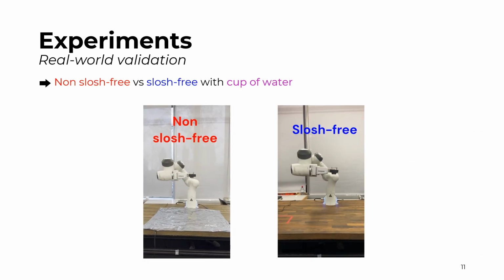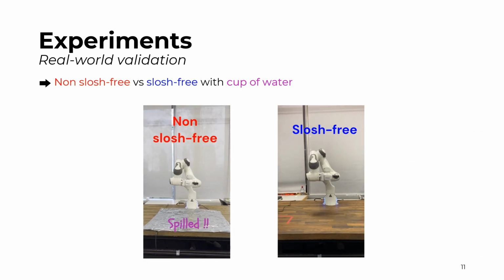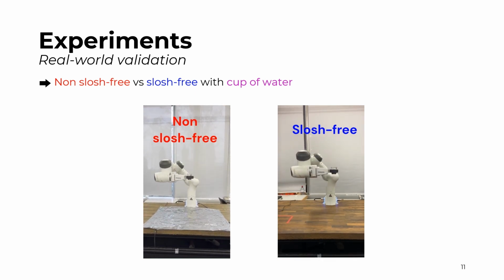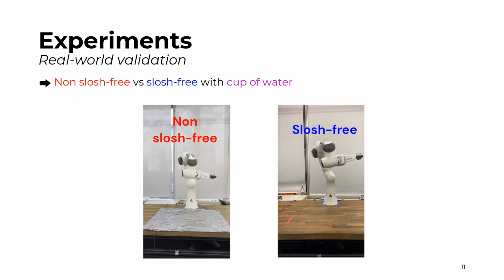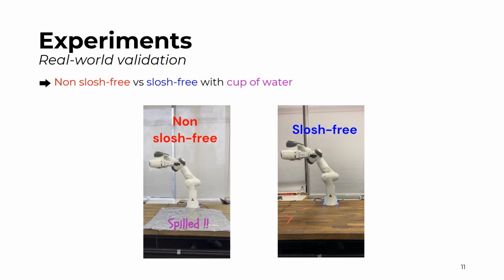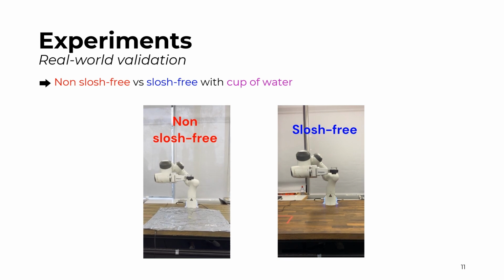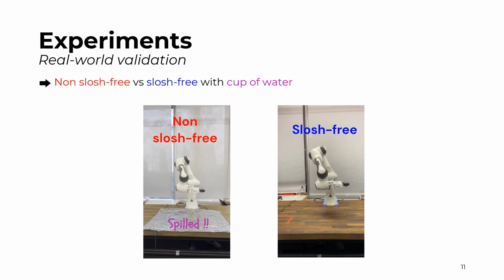Having understood the behavior of the presented slosh-free tracking method, we validate our findings on a real-world robot. For this purpose, we attach a cup of water to the robotic arm's end-effector. As is apparent from both videos, our method on the right avoids spillage successfully.